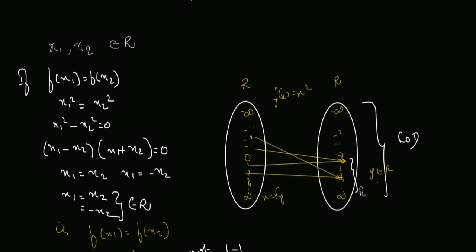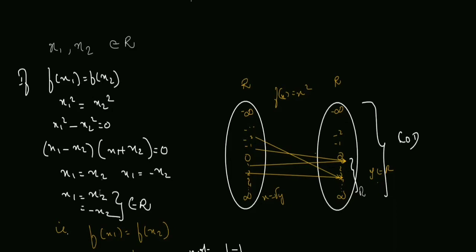That is, let us take x1, x2 belongs to R. If f of x1 is equal to f of x2, we have to check if x1 equal to x2. So what is f of x? x square. So what will be f of x1? x1 square. f of x2 will be x2 square. So x1 square minus x2 square equal to 0. So (x1 minus x2) into (x1 plus x2) is equal to 0. That is the identity. So x1 is equal to x2 and x1 is equal to minus x2.